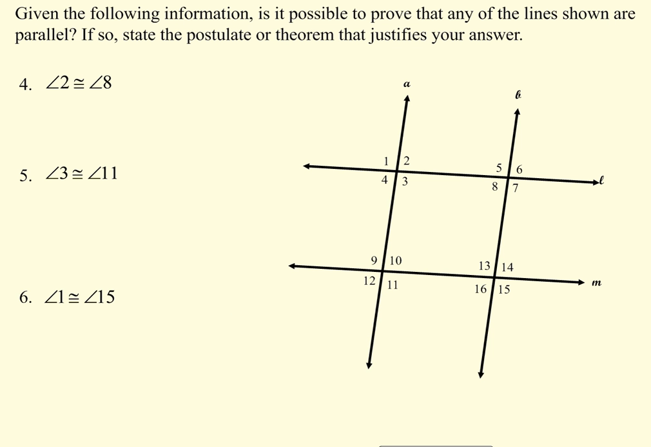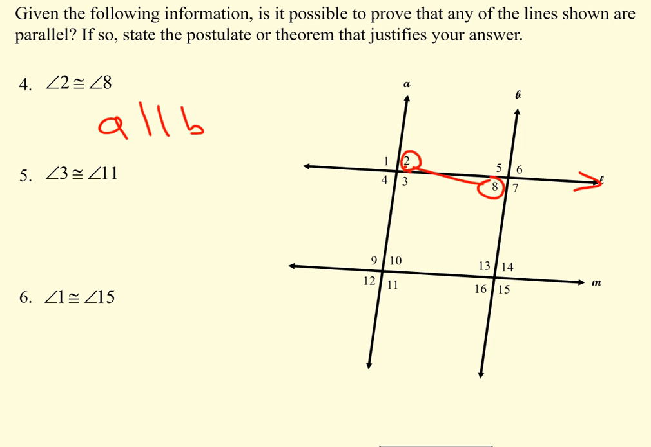So this, 2 lines intersecting 2 other lines. Let's see if we can show anything is parallel to anything else. So now, angle 2 and angle 8. Let's look at angle 2 and angle 8. Where are they located with respect to each other? Well, if I let L be the transversal here, L is my transversal. Angle 2 and angle 8 are going to be alternate interior angles. If angle 2 is congruent to angle 8, then I'm going to say, yeah, A is parallel to B.